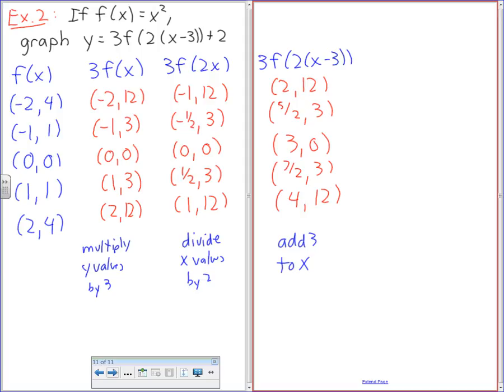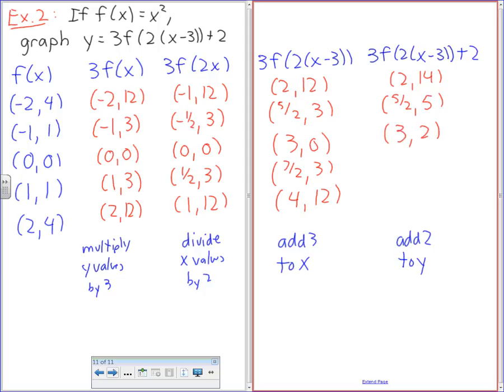All right, and finally, Min Chan, I'm going to do 3f of 2x minus 3, plus 2. What does the plus 2 at the end mean, please? Add to the y. Good, very good. Okay, so I'm going to call that 2, comma 14, 5 over 2, comma 5, 3, comma 2, 7 over 2, comma 5, and 4, comma 14. All right, now is the time to please be brave and ask questions before I graph this. So what I did was every transformation we did all together.